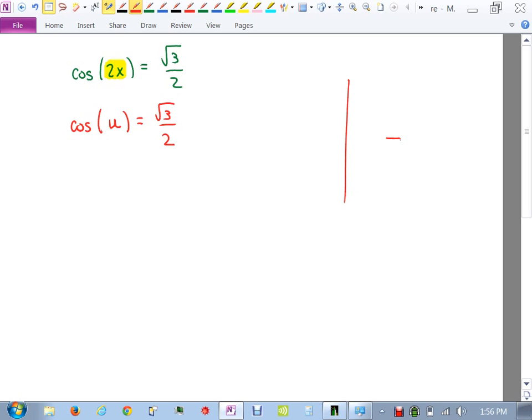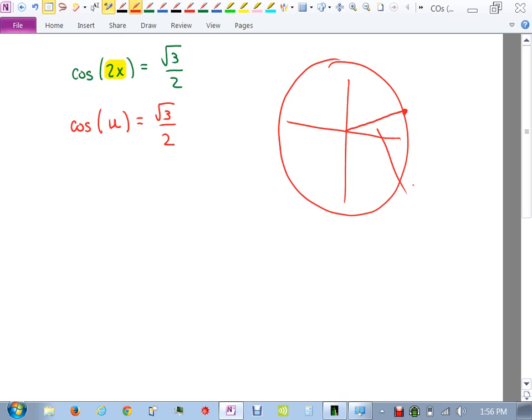So you go to your unit circle, which you've got. And when you say cosine, you're referring to the x-coordinate, correct? So where on your unit circle is your x-coordinate root 3 over 2? It's going to happen at pi over 6, and also at 11 pi over 6. So those are the two angles. The angle goes all the way around here.